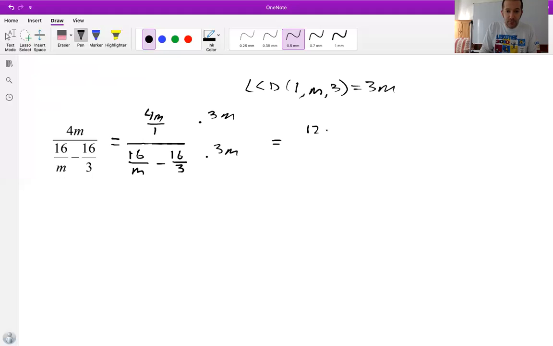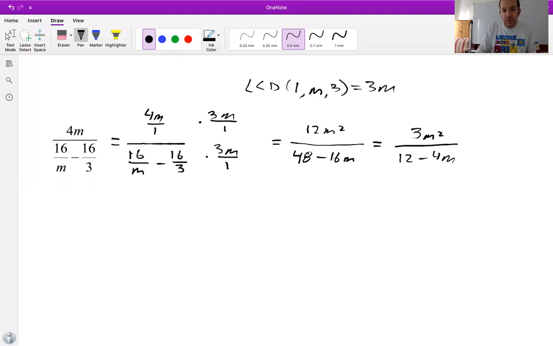So the top is 12m squared, 3m times 4m. You can remember those are over 1. I think that helps you guys sometimes to write that. 3m over 1 times 16 over m. This m will cancel out with that m. I'll be left with 16 times 3, which is 48. And then 3m and 3, the 3's will cancel out, and I'll be left with 16m. You can see there's a 4 in each one of these terms. I could cross that out. And that's it. That, my friends, is all she wrote for that one.